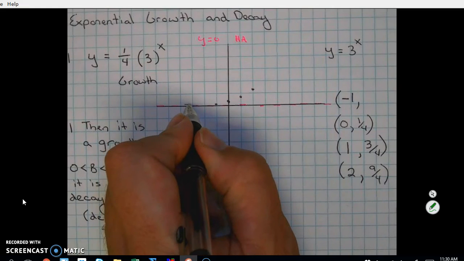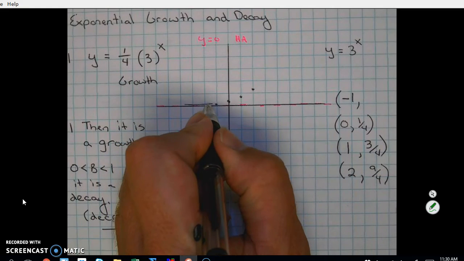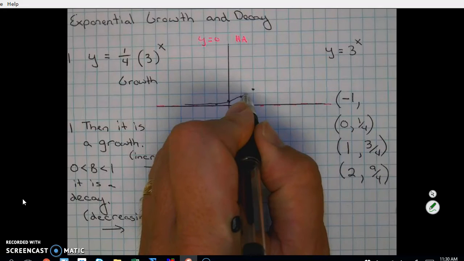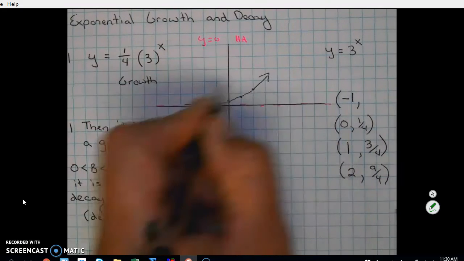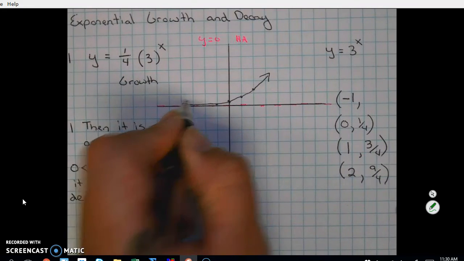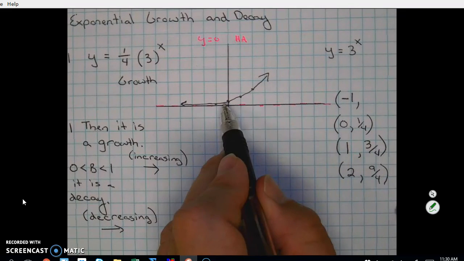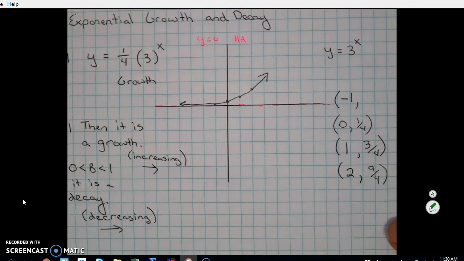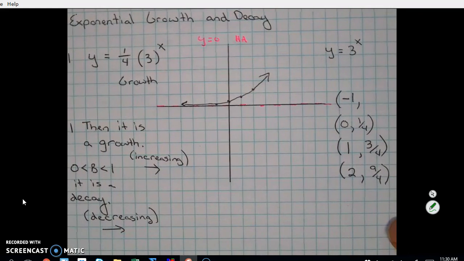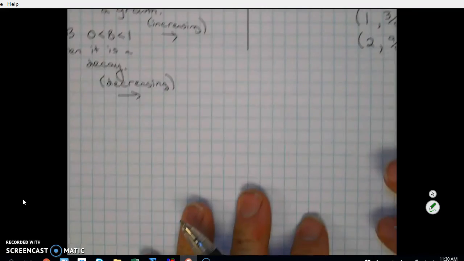Alright, so I think I have enough points here. I'm going to draw along my asymptote. Good enough. For an exponential function, you need to have at least 2 points in order to make an exponential function. Okay, let's look at another example.